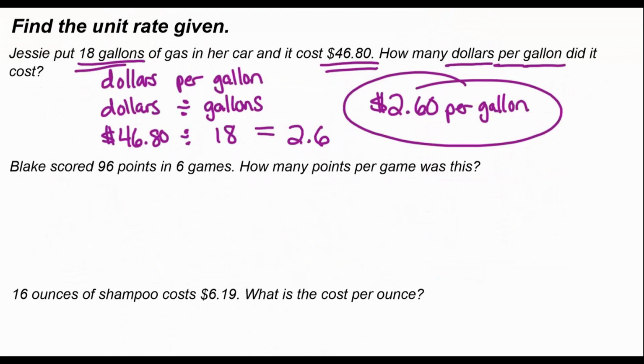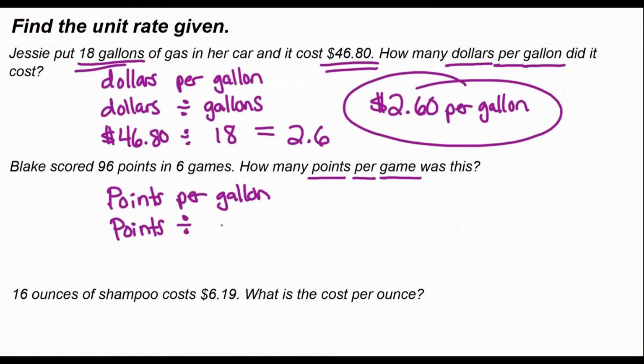Next one, Blake scored 96 points in 6 games. How many points per game was this? Points per game, that's the unit rate that we're looking for here. So I'm going to start with my words, points per game. And that means I'm going to take the points that Blake scored divided by the number of games.